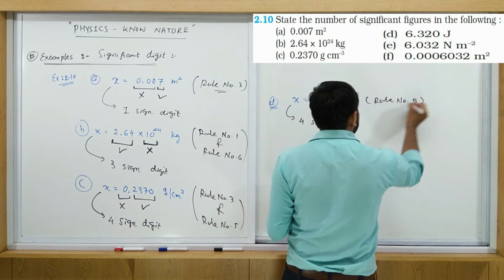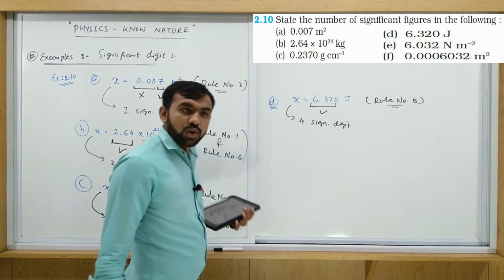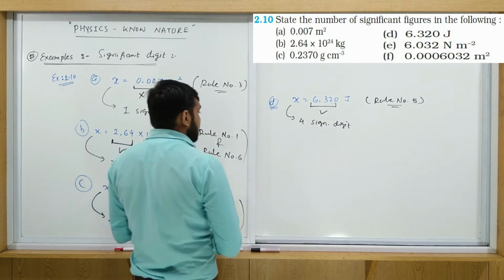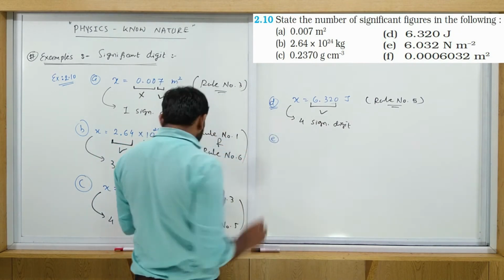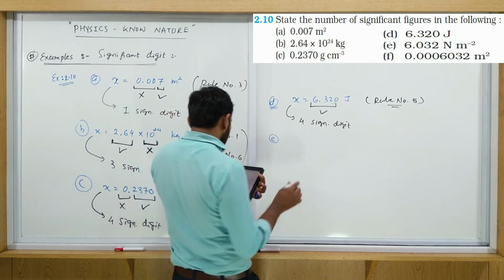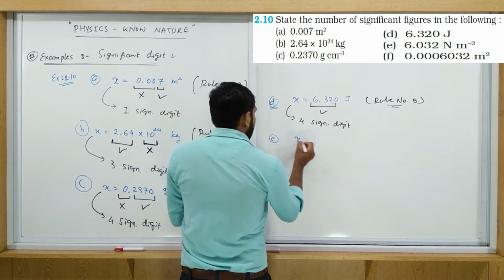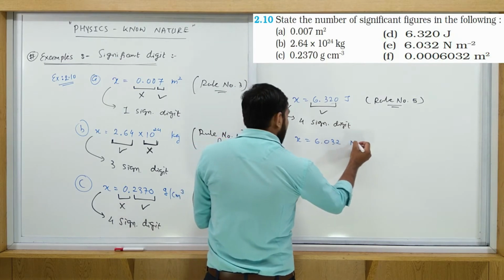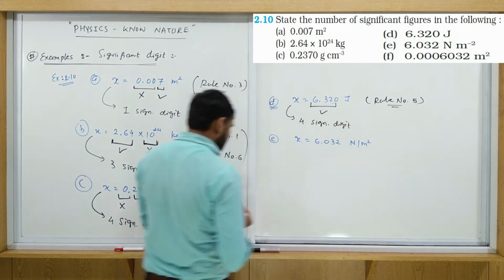Rule number 5 is used. Okay, let's see the next problem. A, B, C, D, then E. What is E? X is equal to 6.032 Newton per meter square. This is the given data.